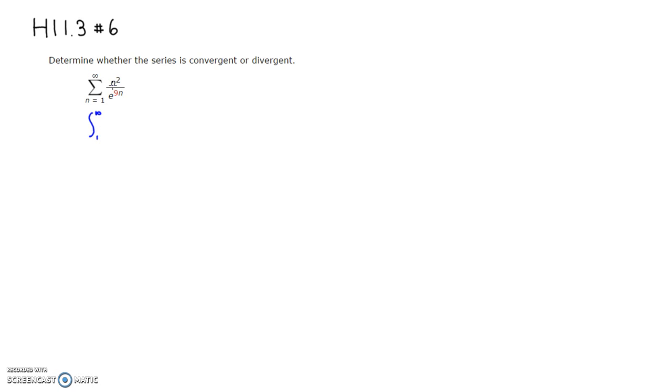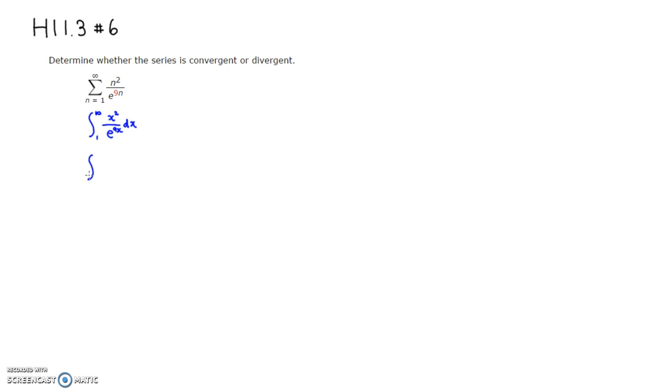You just turn n into x, so you have x squared over 9 e to the 9x dx. Since we have to use integration by parts, I'm going to do the indefinite integral first, then do the definite integral after that. So let's evaluate this integral here.